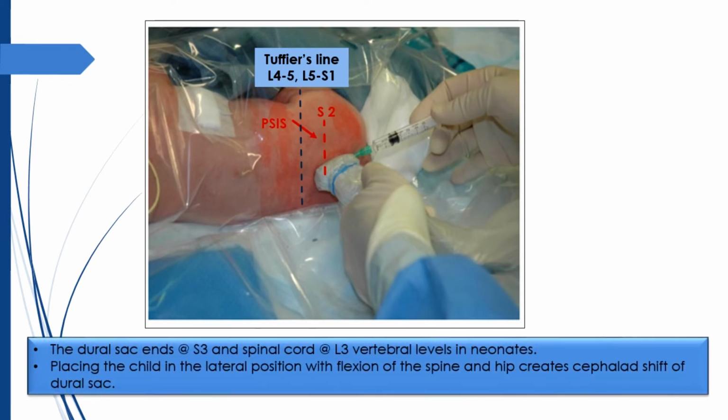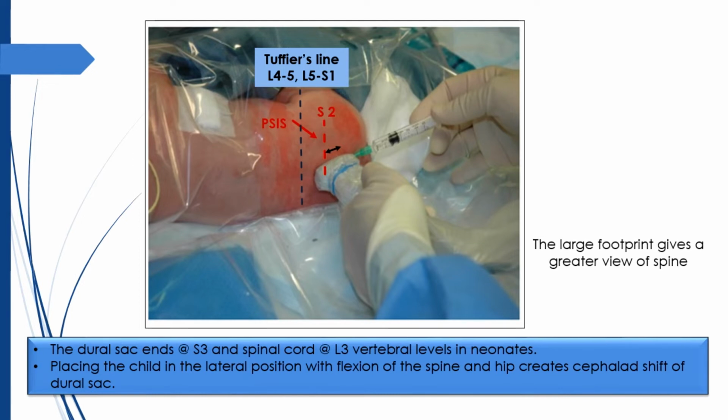The vertical line through the PSIS crosses the S2 vertebra. So bear in mind that the dural sac ends at S3 level and the spinal cord at L3 vertebral level in a neonate. By placing the child in lateral position with flexion of the spine and hip, it creates a cephalad shift of the dural sac and is advantageous. Now, this is the depth between the needle tip and the dural sac. If your needle is inserted too much inside, then it can pierce the dural sac and cause a total spinal.